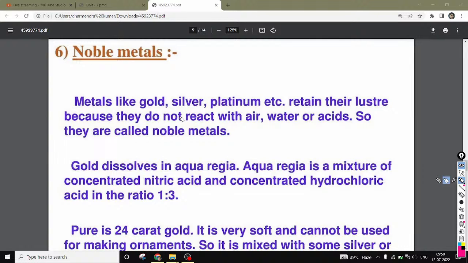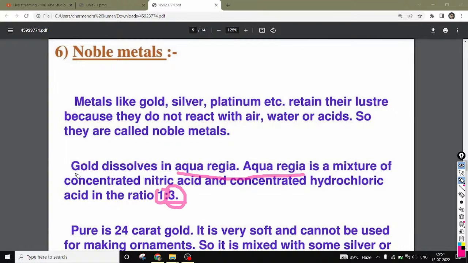Gold dissolves in aqua regia, right? This word you have to remember. Aqua regia is a mixture of concentrated nitric acid and concentrated hydrochloric acid in the ratio 1:3. If you have 1 mole of nitric acid, you have to take 3 moles of your hydrochloric acid, right? So the mixture of these two concentrated acids is called your aqua regia.